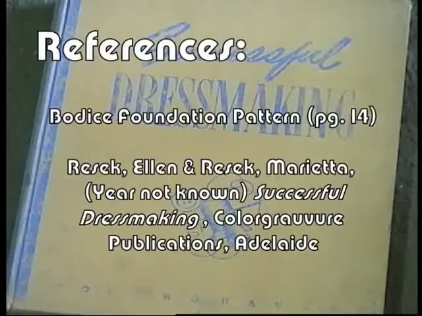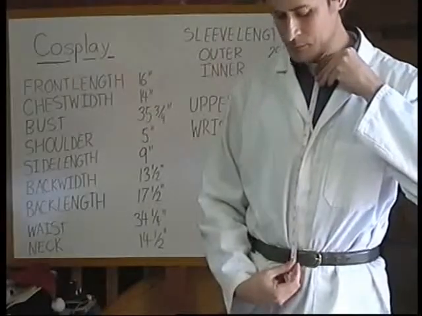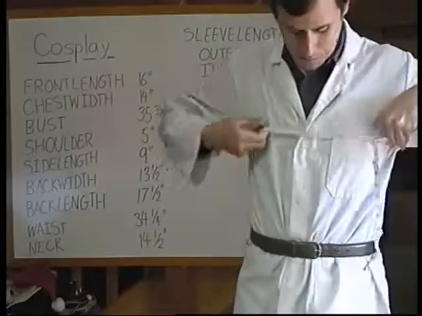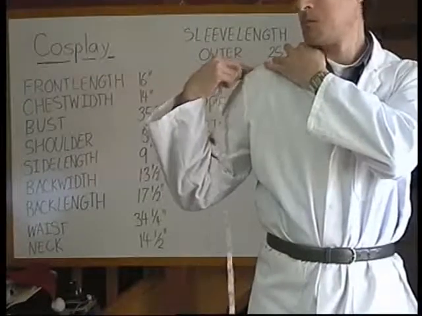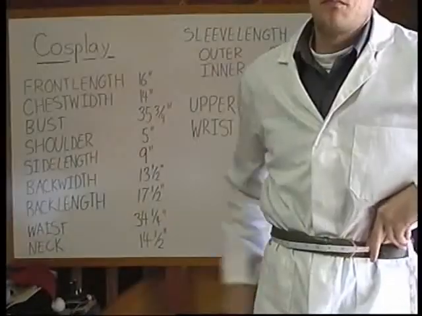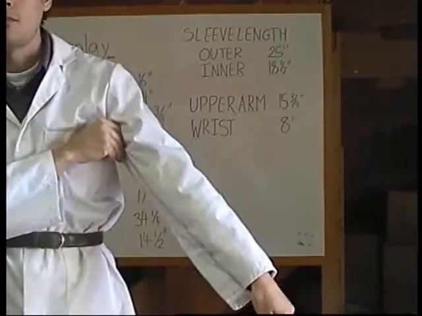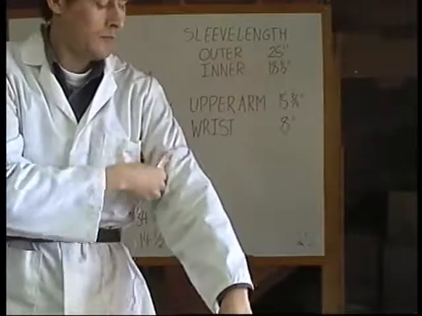Next I decided that I would read a dressmaking book to determine what measurements would be needed to make the robe. Measurements for creating an upper body garment detailed in the book include front length, chest width, bust, shoulder, side length, back width, back length, waist, neck, outside sleeve length, inside sleeve length, upper arm, and wrist.